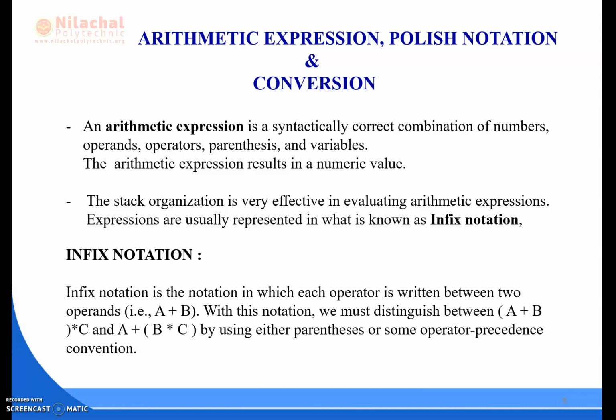Let's see one example of an arithmetic expression. Here we can see a simple example: a plus, and in between the parentheses there is b multiplied by c. So here the operands are a, b and c, whereas the operators are plus and multiplication, and we have the parentheses. In place of a, b and c, there can be numerals like 2, 3, 4 or floating point numbers.